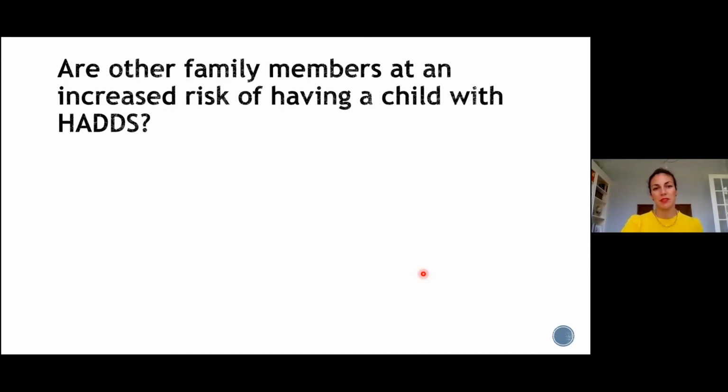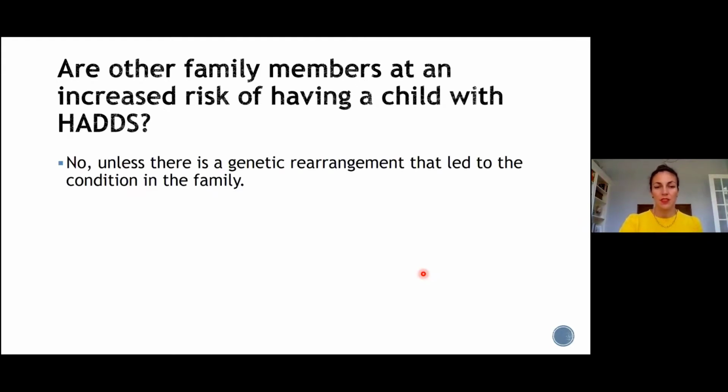Are other family members at increased risk of having a child with HADS? So no. Again, since neither parent has the change, most of the time these occur just by chance in the child. We would say that other family members are not at an increased risk of having a child with HADS unless there is maybe a genetic rearrangement or chromosome rearrangement that led to the condition in the family.